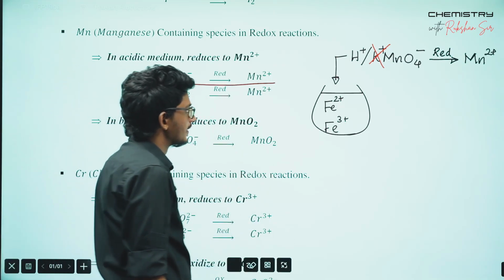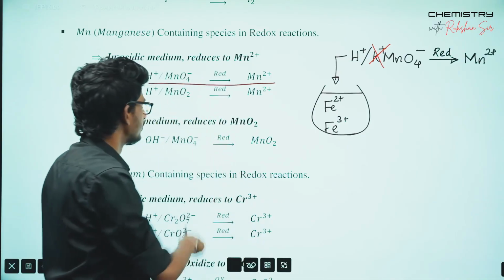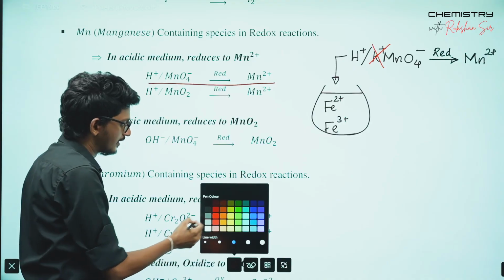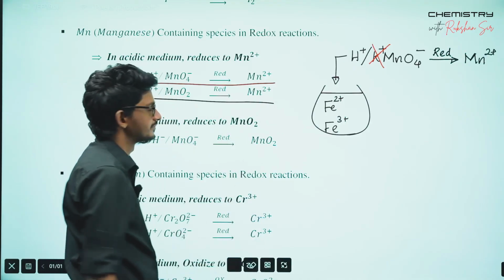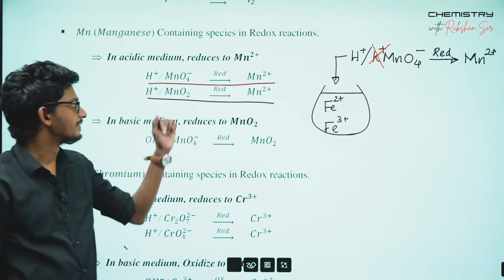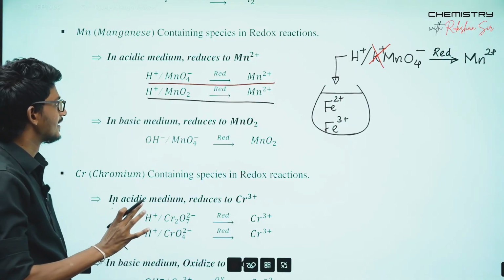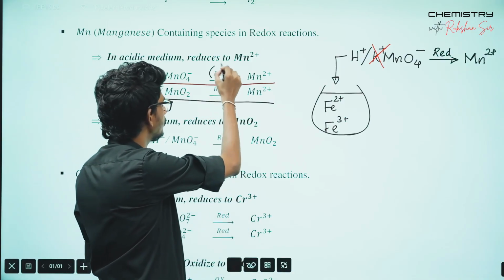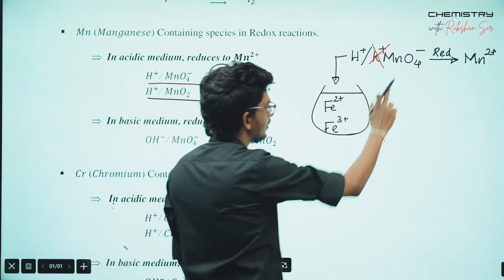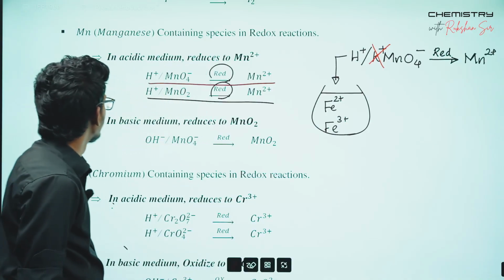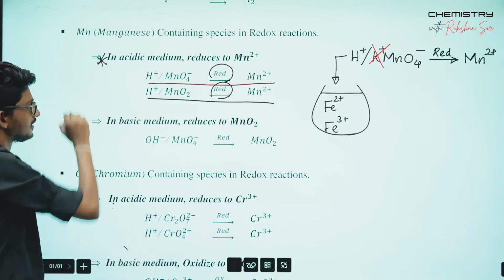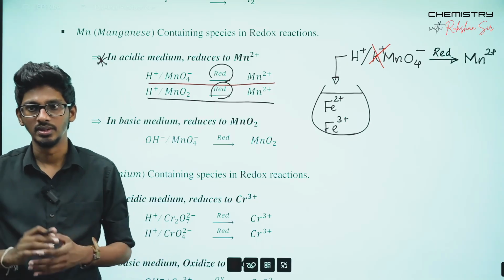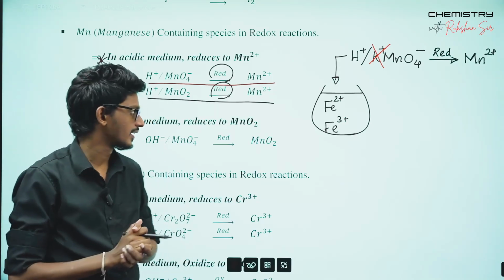Even with MnO2, if you had MnO2 from the top, still you are supposed to come up as Mn2+. So in acidic medium, if you had used some manganese containing species, definitely those will reduce to Mn2+. That is what this point says: all the manganese containing species in acidic medium always reduce to Mn2+ in redox reactions.